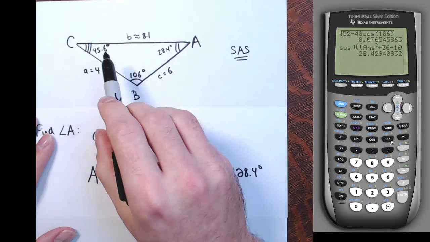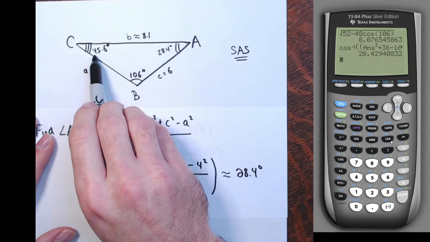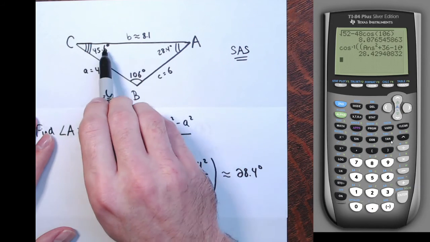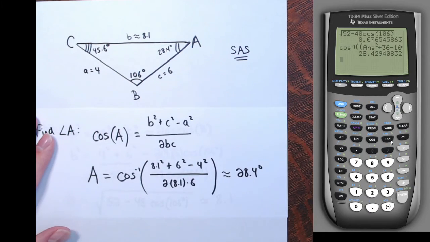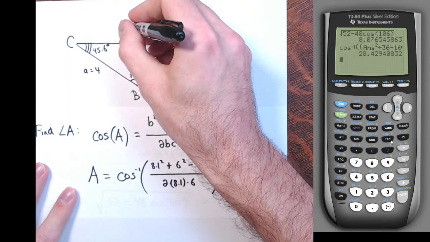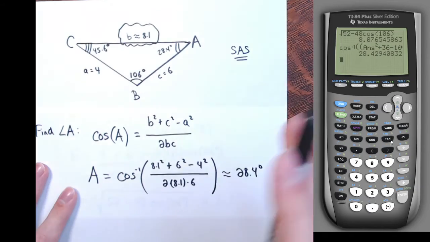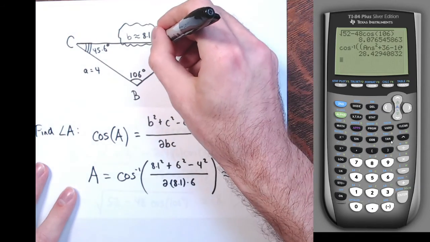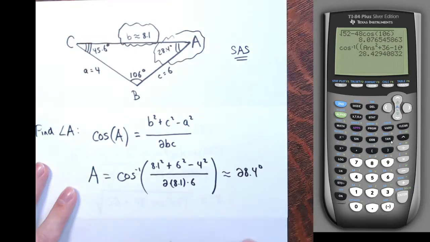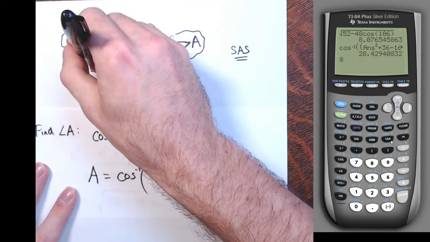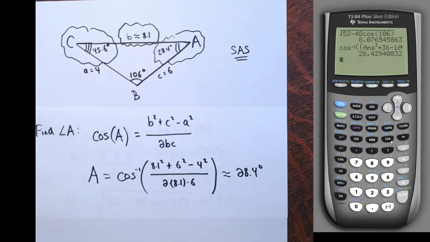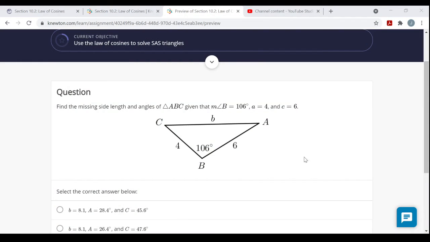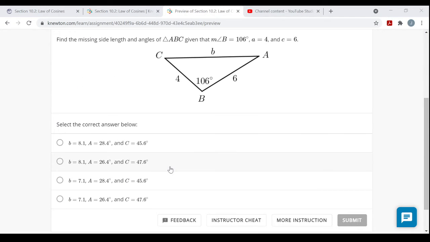And let me just double check real quick. If I add these together, I'll get 74 degrees plus 106 is 180. They should all add up to 180. So we have this: side B was about 8.1 units long, angle A is about 28.4 degrees, and angle C is about 45.6 degrees. And that's the first option here. Great.